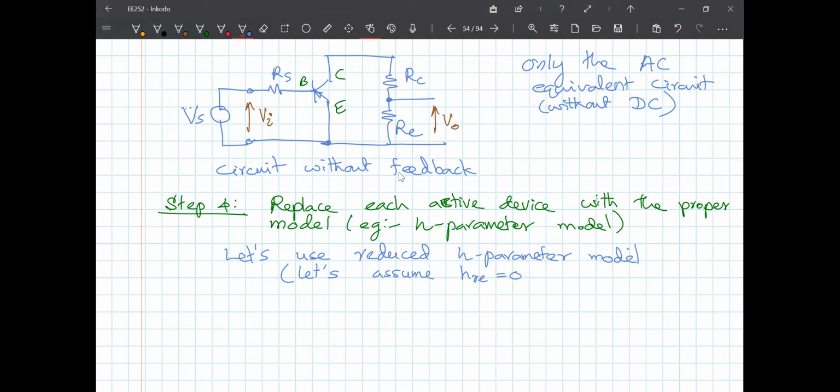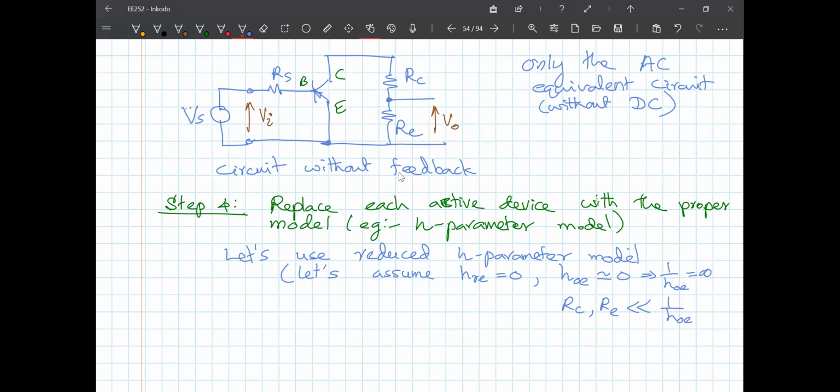Also let's assume HOE also equal to 0. This is not always true. In other words, the output admittance equal to 0 means 1 over HOE is equal to infinity, which means the output impedance, the values of RC and RE are much less than 1 over HOE. That is basically what we mean by this.